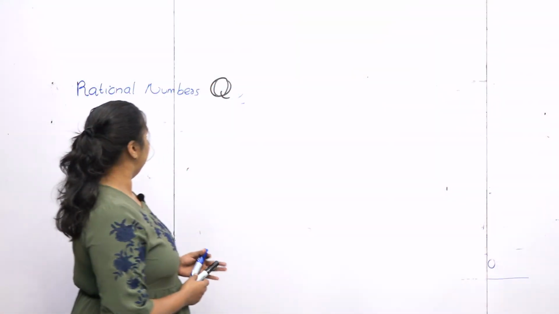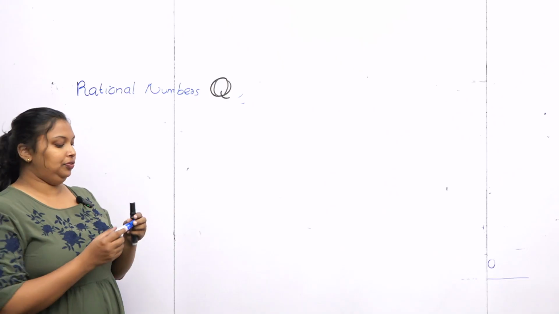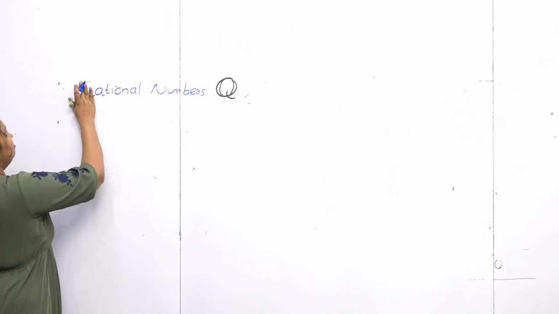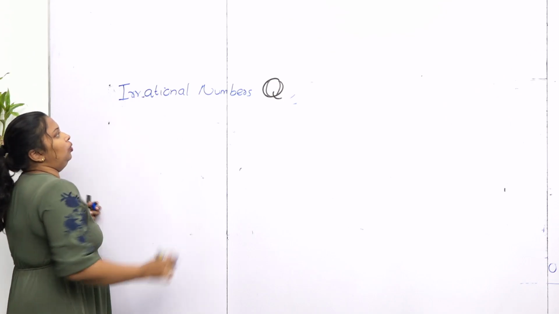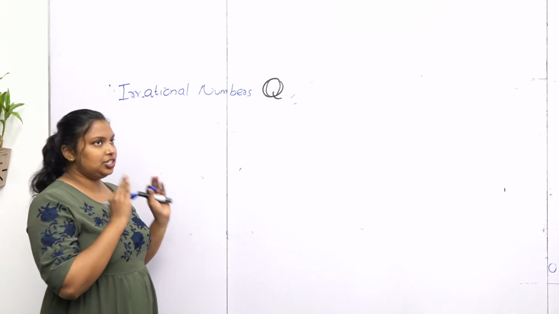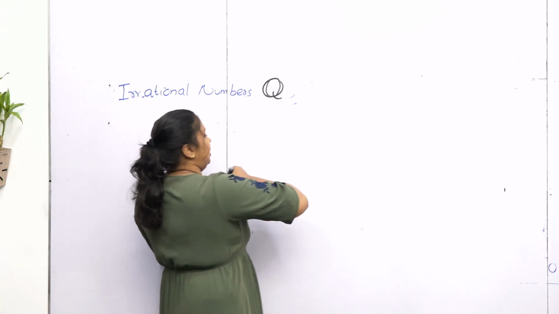Right now we are going to talk about it. Now we talked about rational numbers. Now we are going to talk about the irrational numbers. What are irrational numbers? Rational, irrational. I think you can understand that it is the opposite of that.